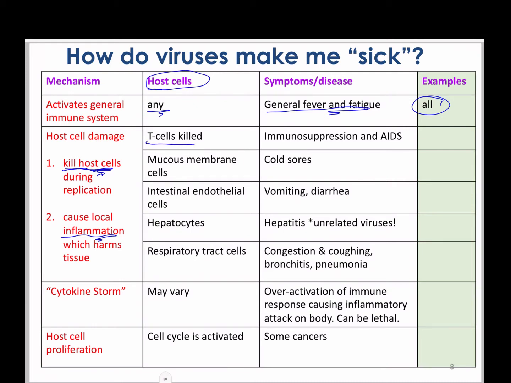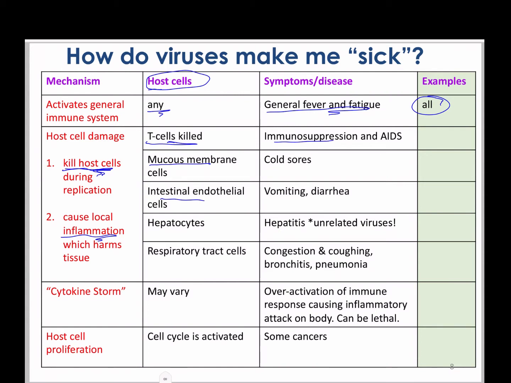So if the T cells in the immune system are the host cells, then you're killing immune cells themselves, and you might get immunosuppression, and if very severe, acquired immune deficiency syndrome. If the host cells are mucous membrane cells, such as in the lips, in the mouth, in the genitals, you could get cold sores. If the host cells are intestinal endothelial cells, you can get viral infections that include vomiting and diarrhea.